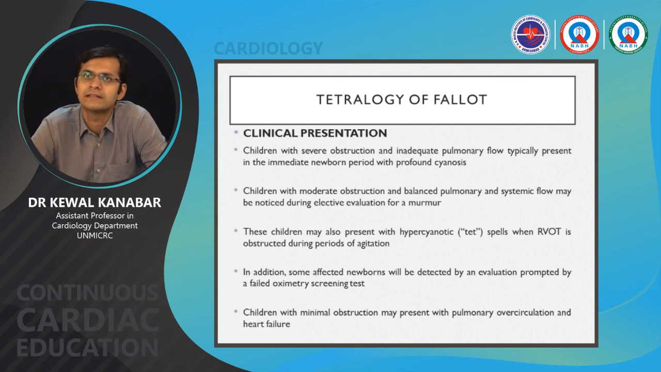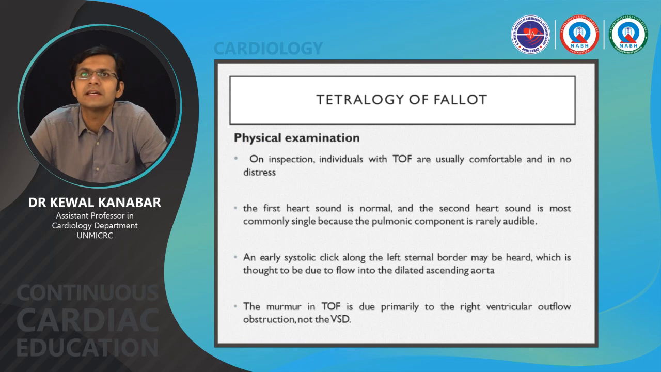As I said, cyanotic spells are a typical feature of tetralogy. Some newborns may be detected because of a pulse oximetry test, but most of the times, even in severe tetralogy, the saturation is normal during the early newborn period, particularly during the first 7 days of life. On inspection, they are usually comfortable.